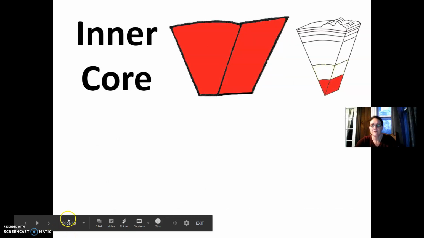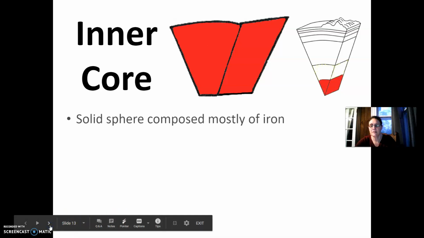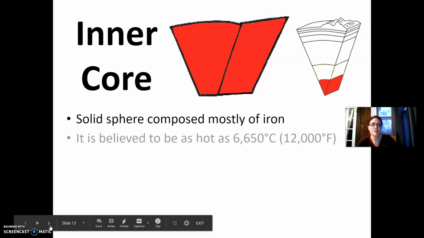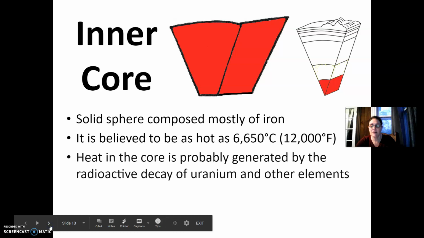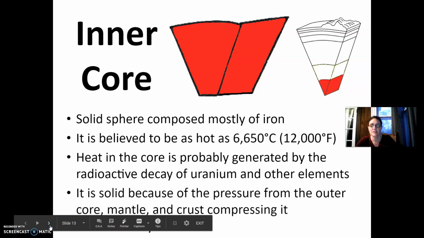Inner core. A solid sphere composed mostly of iron. It is believed to be as hot as 6,650 degrees Celsius, 12,000 degrees Fahrenheit. Heat in the core is probably generated by the radioactive decay of uranium and other elements. It is solid because of the pressure from the outer core, mantle, and crust compressing it.